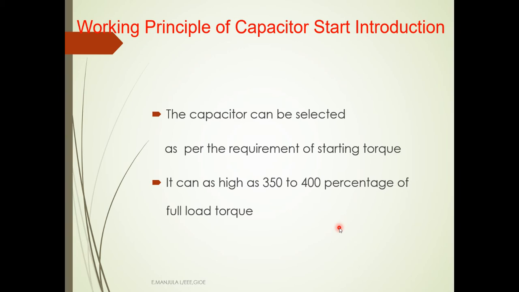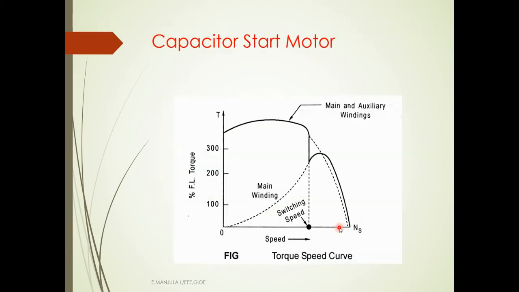Okay, and the capacitor can be selected as per the requirement of starting torque, and it can be as high as 350 to 400 percent of full load torque. So the torque-speed characteristic is as shown here. This is the torque and speed characteristic of a capacitor start motor. This is 0 and this is Ns.